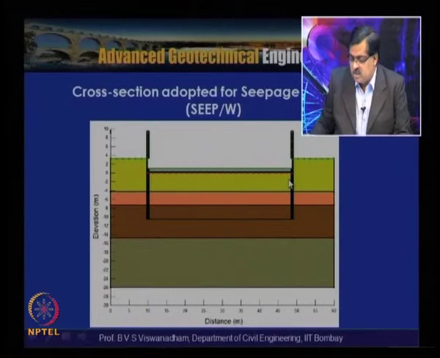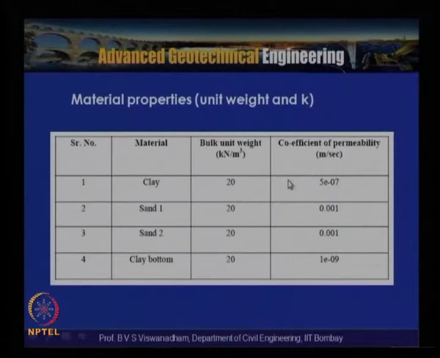Based on this the flow vectors can be obtained, but before that let us look into the material properties, especially the clay permeability. Though the permeability can be of the order of 10 to the power of -9 meter per second, here it has been considered about 5 into 10 to the power of -7 meter per second. Sand 1 has high permeability, 10 into 10 to the power of -3 meter per second, and sand 2 is around 10 to the power of -3 meter per second. The bottommost clay layer has been considered as 1 into 10 to the power of -9 meter per second, which is practically an impervious layer.